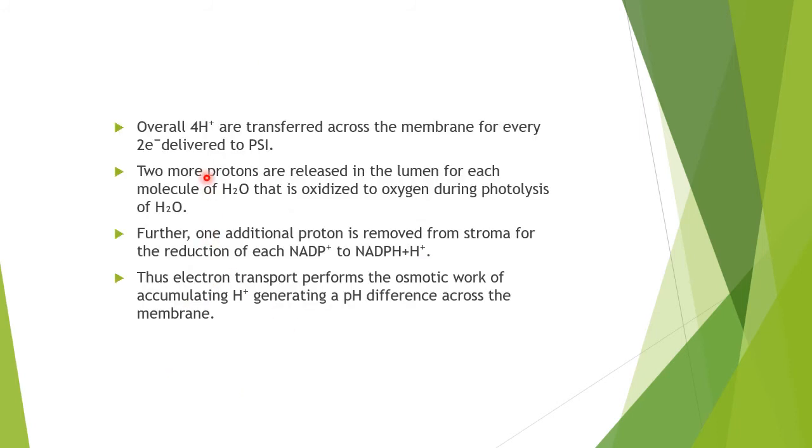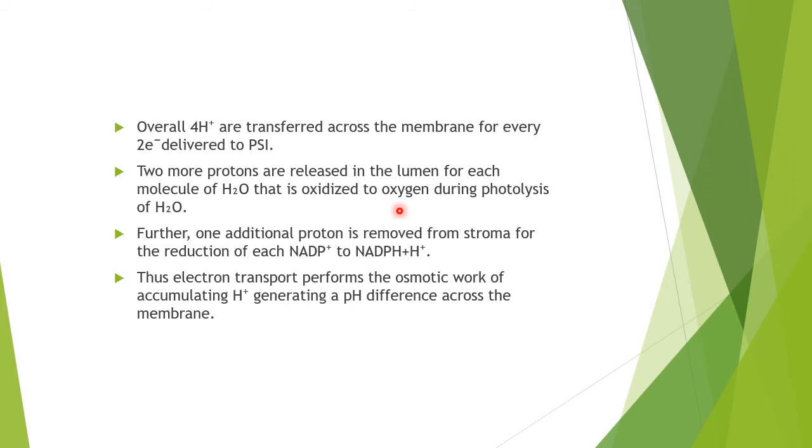So overall, we have seen that 4 protons are transferred across the membrane for every 2 electrons delivered to the system. Very important point. 4 protons are transferred. You have seen it in the Q cycle: 2 in the first half, 2 in the second half. And 2 protons for every 2 electrons delivered to the pigment system. So 2 more protons are released in the lumen for each molecule of water that is oxidized to oxygen during photolysis.